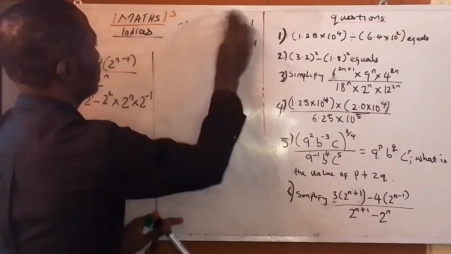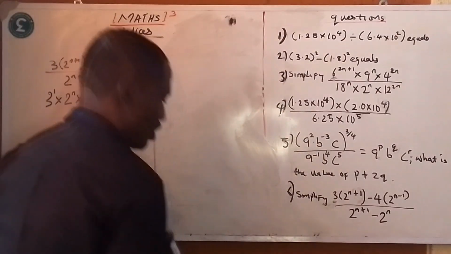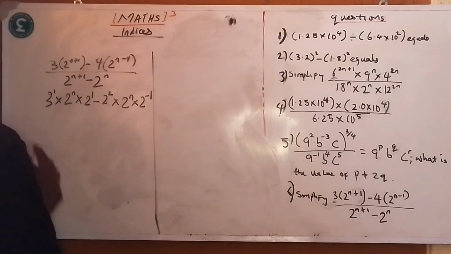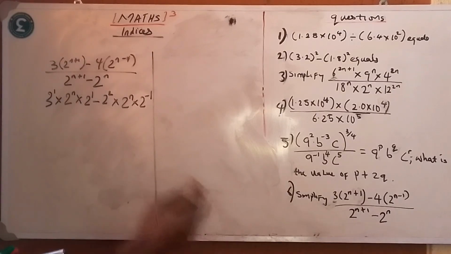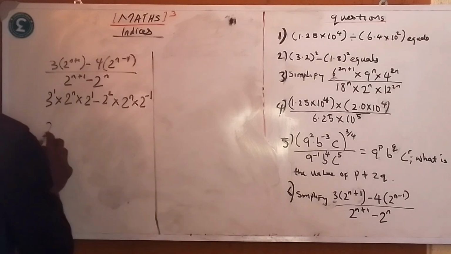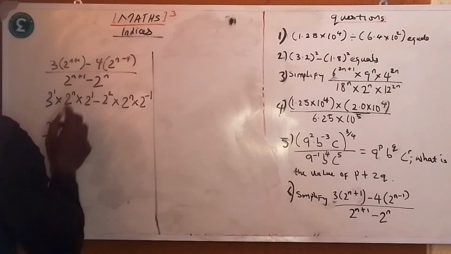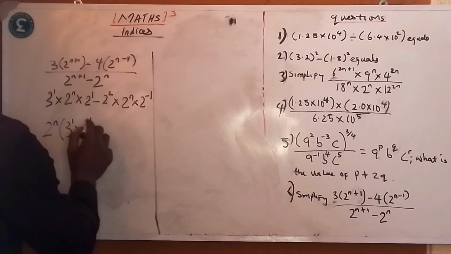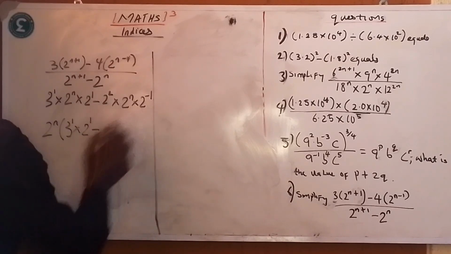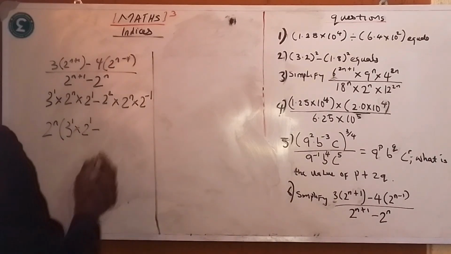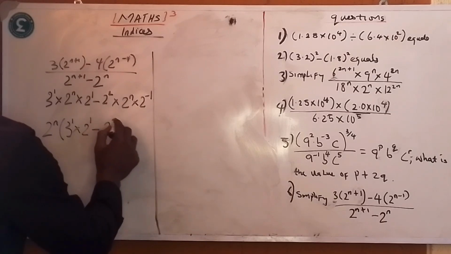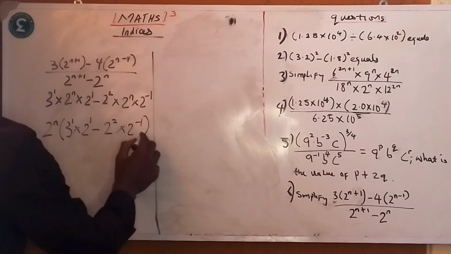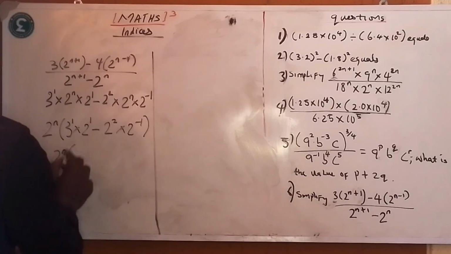So we clean up the board again. Having done this, what next to do is to factor. We are going to factor out 2 raised to the power of n from this equation. So we have 2 raised to the power of n, open a bracket. If you do your division, you factor out 3 times 2 raised to the power of 1, minus 2 squared times 2 raised to the power of minus 1. Eventually, I'm going to have 2 raised to the power of n.